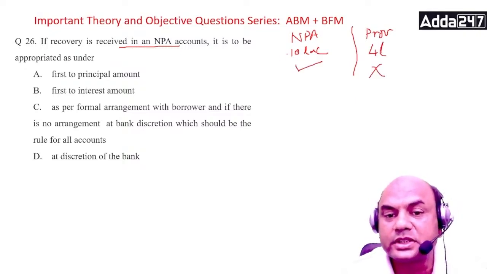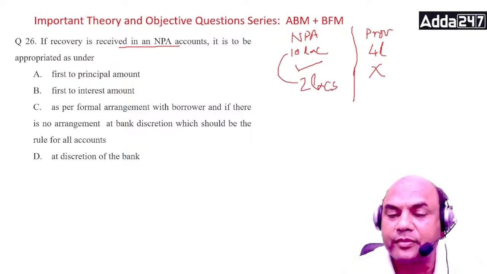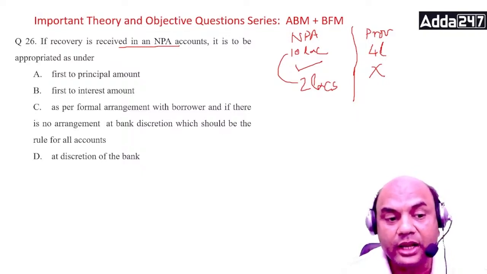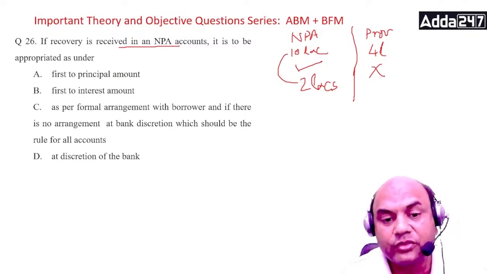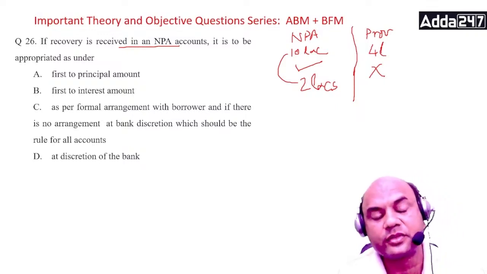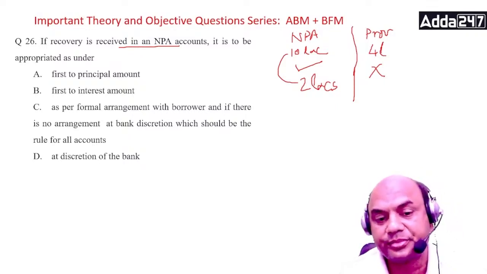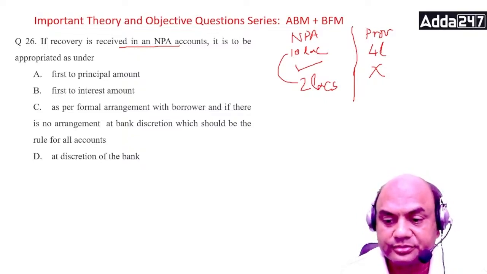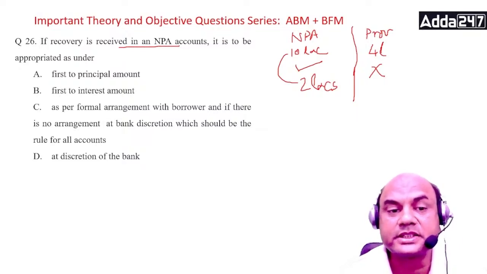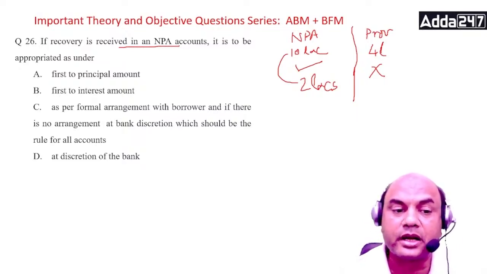Now if recovery out of this 10 lakhs, let's say 2 lakhs, is received, where will I put this? This was already NPA. First to the principal amount, first to the interest amount, as per formal arrangement with the borrower, and if there is no arrangement, at the bank's discretion, which should be the rule for all the accounts. So what should be the answer over here? What do you think should be the answer? If recovery is received in an NPA account, it is to be appropriated under what?